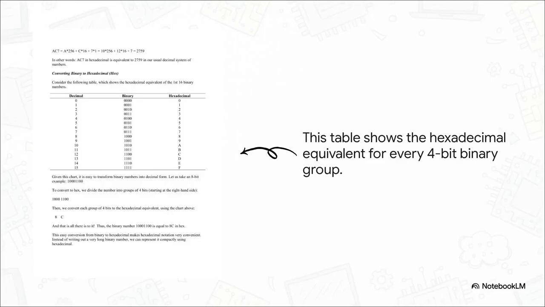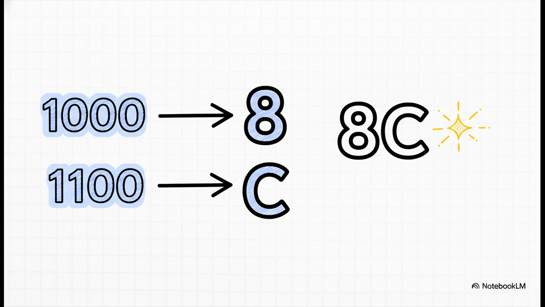And the best part is, you don't even have to do any math in your head. You just use a simple lookup table, like this one. Every single possible 4-bit combo has a direct 1-to-1 translation to a hex digit. It's that simple. So if we look back at our number, that first chunk, 1000, is just 8. The second chunk, 1100, is the number 12, which in hex is C. So that long, clunky binary string becomes the nice, clean 8C. It's just so much more compact and way easier for a person to read without making mistakes.